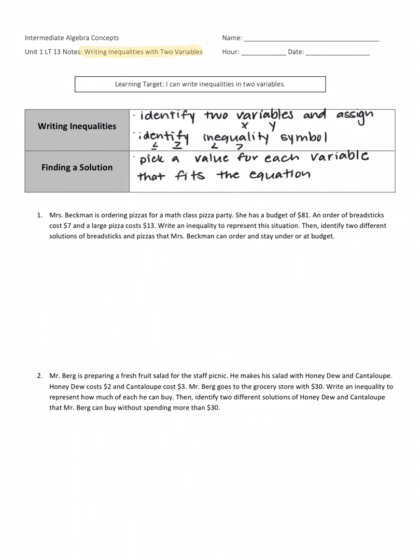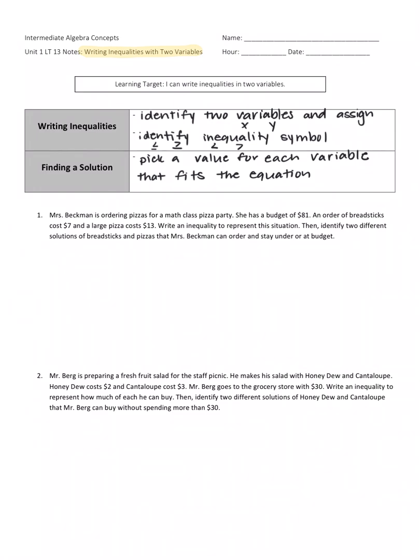So number 1 says Mrs. Beckman is ordering pizzas for math class pizza party. She has a budget of $81. An order of breadsticks costs $7, and large pizza costs $13. Write an inequality to represent this situation. Then identify two different solutions of breadsticks and pizzas that Mrs. Beckman can order and stay under her budget.